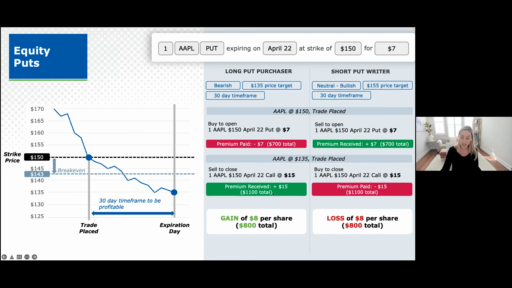We collected $15, which is just purely the intrinsic value of the option. So we captured that as the long put purchaser, paid that premium, buy to close for the short put writer. So there's a gain of $8 for the long put purchaser because it did go down and moved in our favor beyond the break even, and it hurt us as the short put writer.